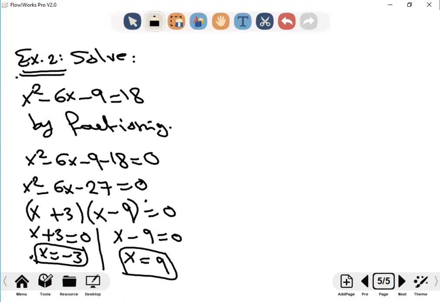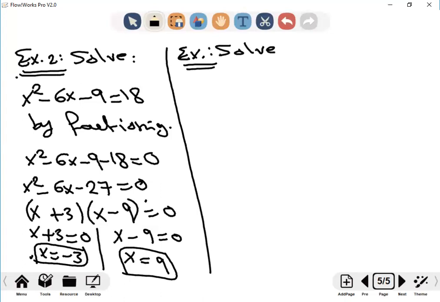Another example. Focus. Solve. Write this, it's not there with you. x power 2 minus 8x plus 12 equals 0. Focus now.